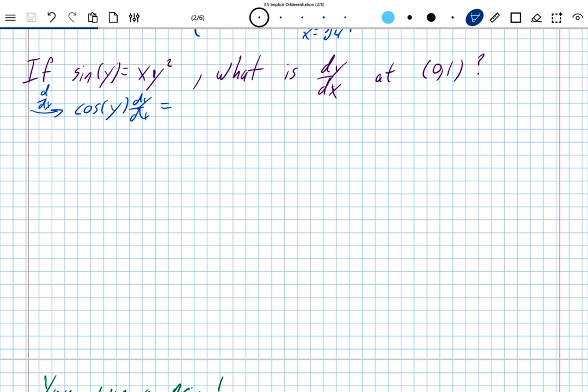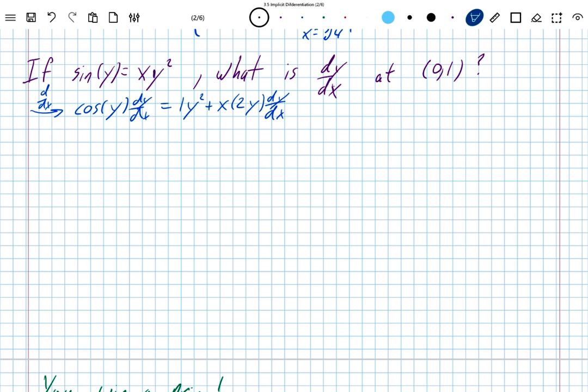Okay, I've got to do the product rule over here. So I get a 1. I leave the y squared alone, plus I leave the x alone. I take the derivative of the y squared, 2y times dy dx. Very nice. Now, I want to show you the long way and the fast way to do this.